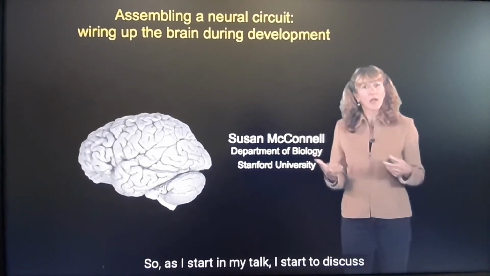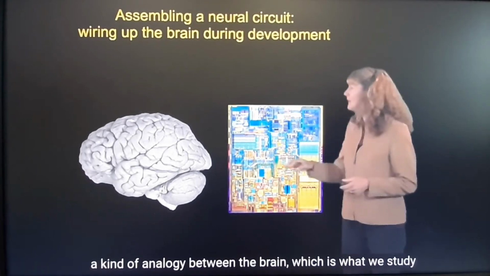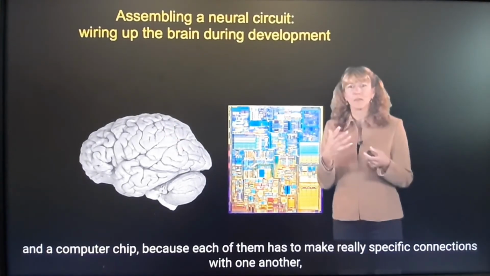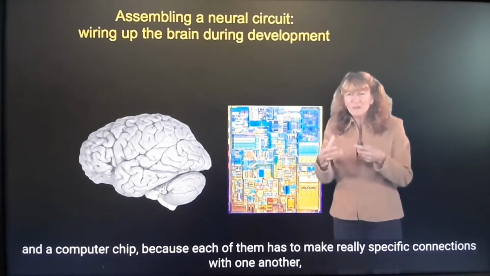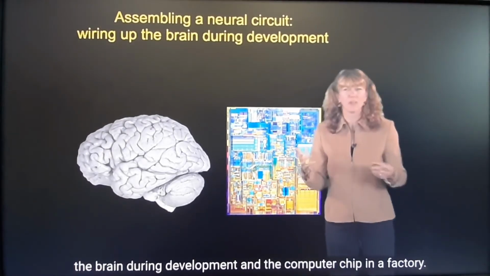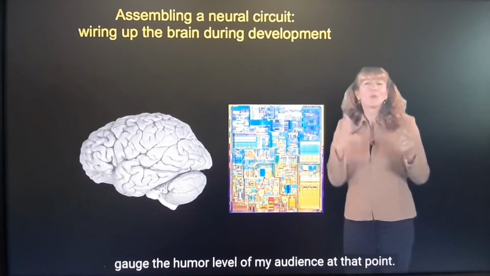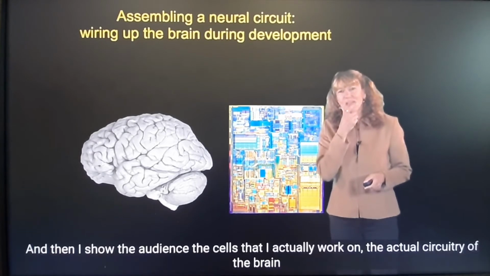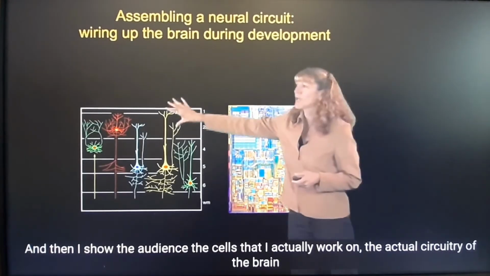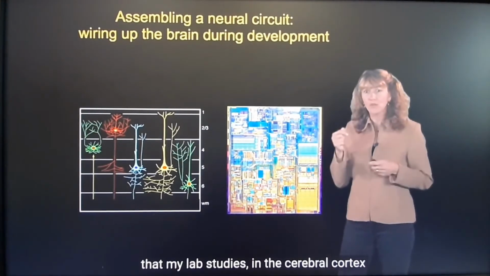So as I start in my talk, I start to discuss a kind of analogy between the brain, which is what we study, and a computer chip, because each of them has to make really specific connections with one another. The brain during development and the computer chip in a factory. And I make kind of a joke and see if people laugh and gauge the humor level of my audience at that point. And then I show the audience the cells that actually work on the actual circuitry of the brain that my lab studies in the cerebral cortex.